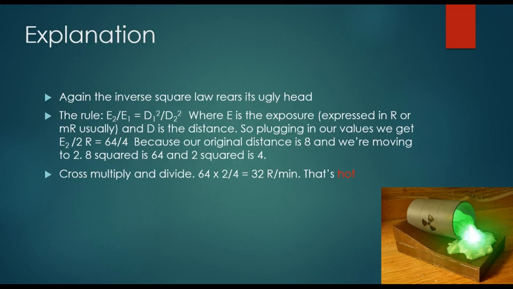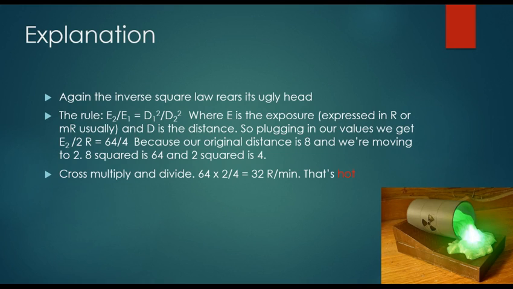Okay, so let's find out why. Remember, the inverse square law rears its ugly head and bites us in the hiney. The rule: exposure 2 over exposure 1 is equal to D1 squared over D2 squared. If we plug in our values, remember, we started out, E1 was 2 Roentgens. We somehow measured that at a distance of 8 feet. Then 8 times 8 is 64, and 2 times 2 is 4 if we're plugging in our numbers. And so cross multiply and divide, and we get 32 Roentgens per minute.